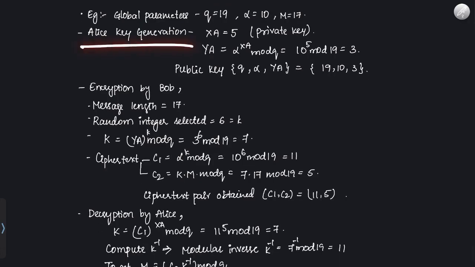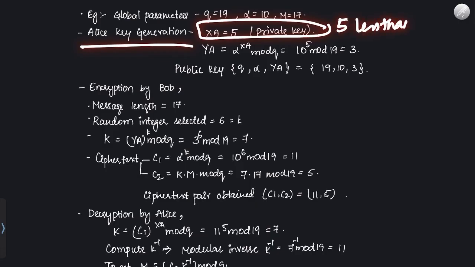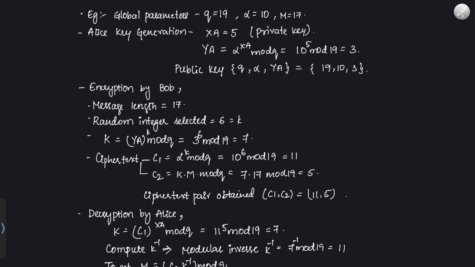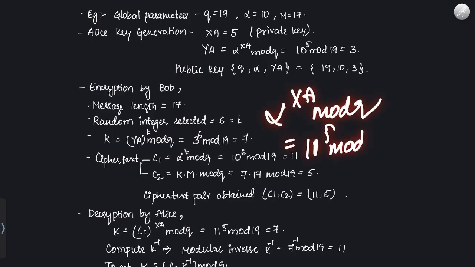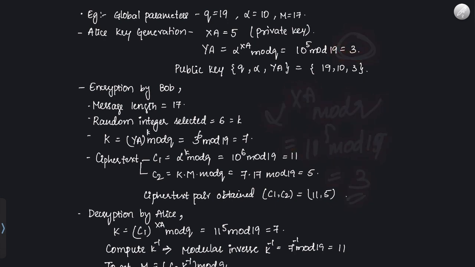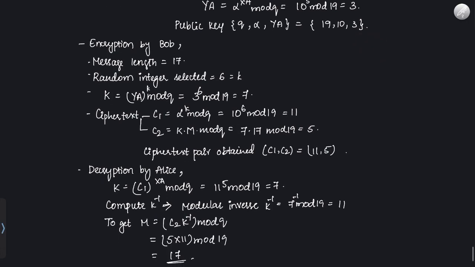So we'll have Alice's key generation. She'll randomly select a private key 5 which is less than 19, that is the Q value, and after that she'll calculate YA. In order to get the public key, she'll make use of alpha power XA mod Q, that is 10 power 5 mod 19. She will get 3. So the YA value is 3 here. The public key will comprise first the Q value, followed by the alpha value, and followed by the public key YA.